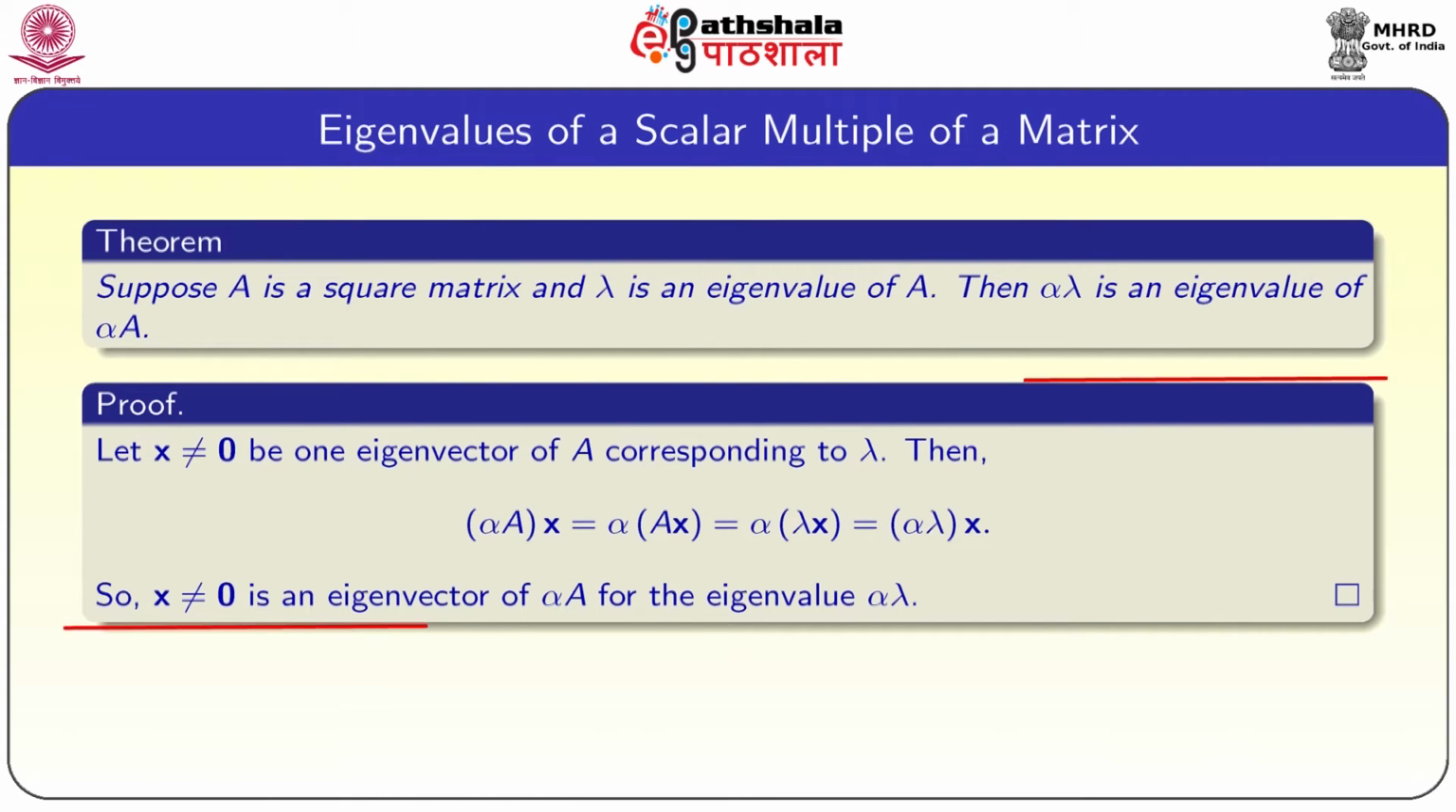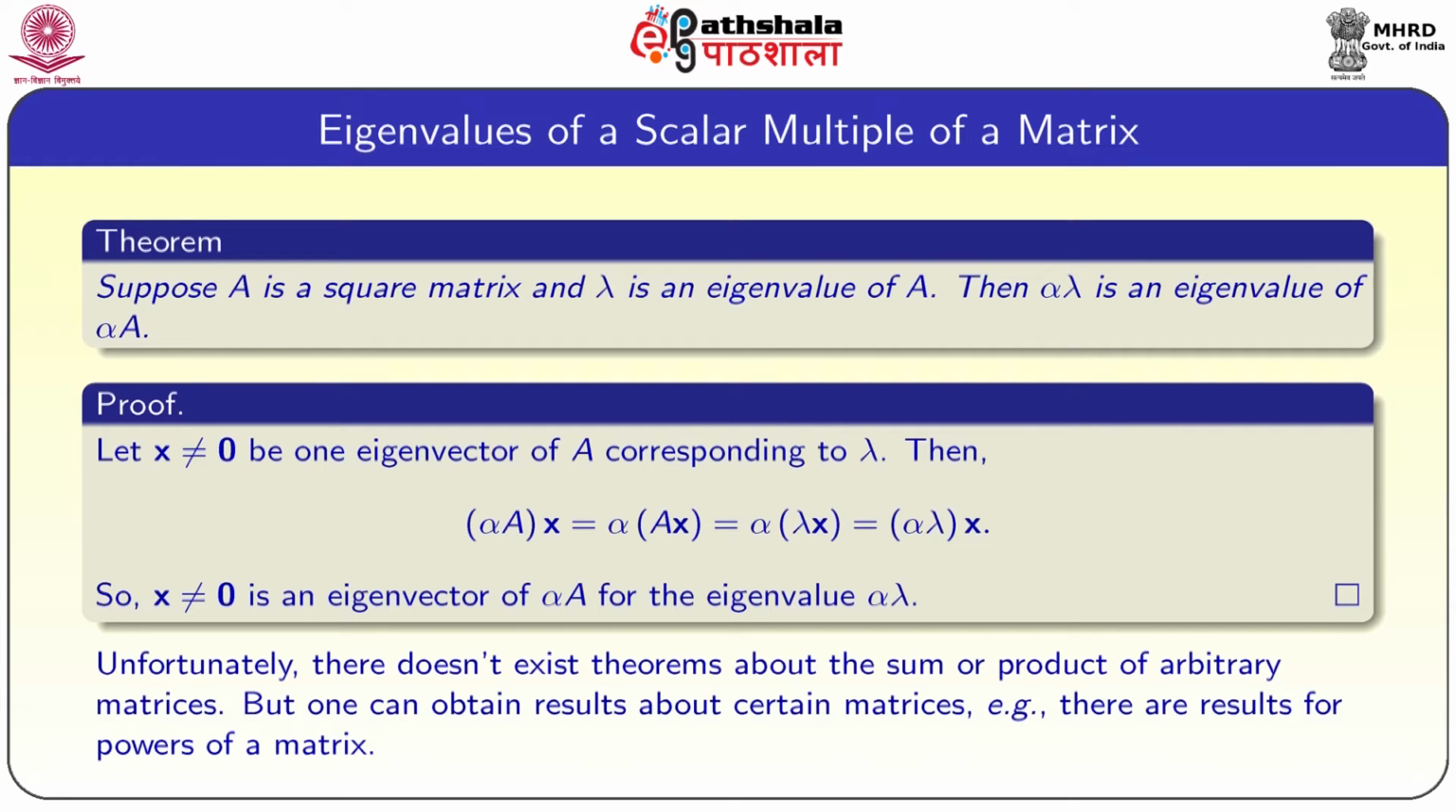Let x not equal to 0 be an eigenvector of A corresponding to eigenvalue lambda. Then alpha into Ax is equal to alpha into lambda into x, because x is an eigenvector of A. So alpha Ax equals alpha lambda into x. So x, not equal to 0, is an eigenvector of alpha A corresponding to eigenvalue alpha into lambda.